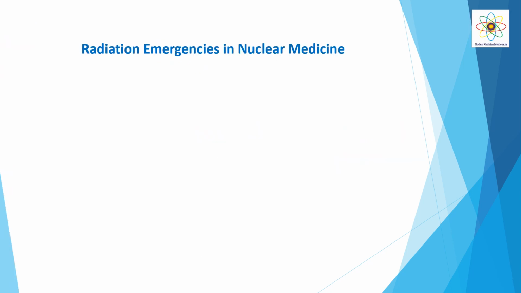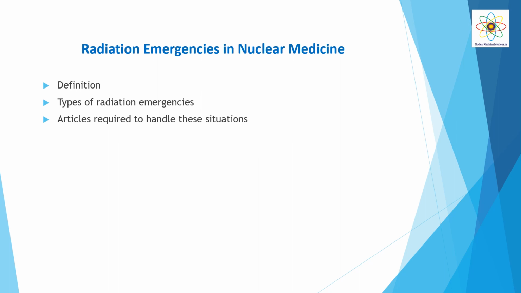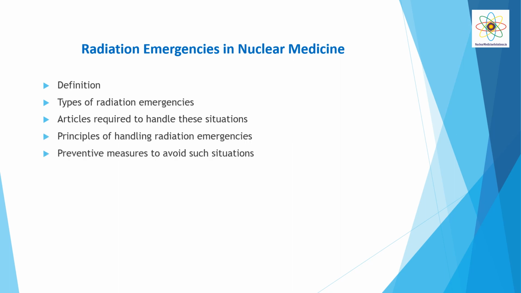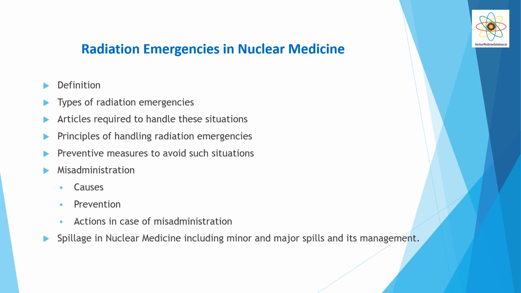In the last video, we discussed the definition of radiation emergencies, types, articles required, principles of handling radiation emergencies, and preventive measures. We discussed two conditions from various types. In this video, we will discuss the rest of the conditions, their management, and personal decontamination as well as surface decontamination.